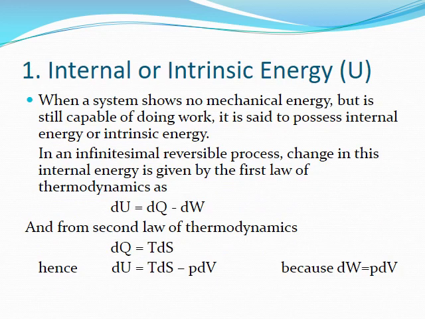Now first we will discuss internal or intrinsic energy, which is denoted by the symbol U, capital U. When a system shows no mechanical energy but is still capable of doing work, it is said to possess internal energy or intrinsic energy. In an infinitesimal reversible process, change in this internal energy is given by the first law of thermodynamics as dU is equal to dQ minus dW. And from the second law of thermodynamics we have dQ is equal to TdS. Hence, dU can be written as dU is equal to TdS minus PdV, because dW is equal to PdV.